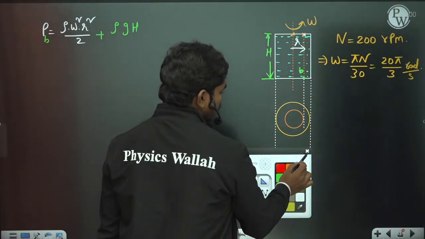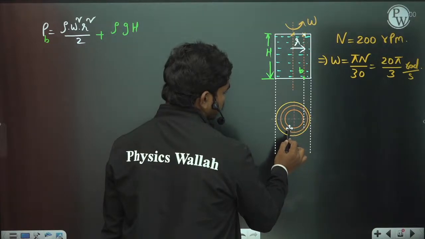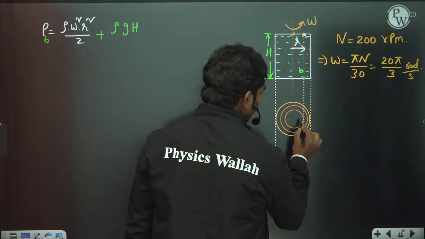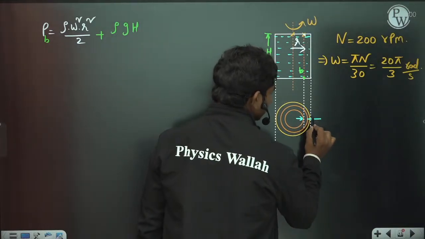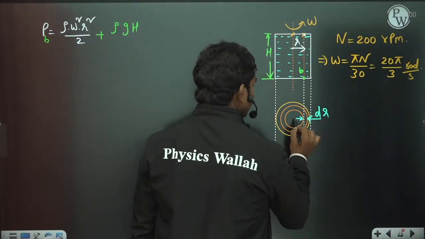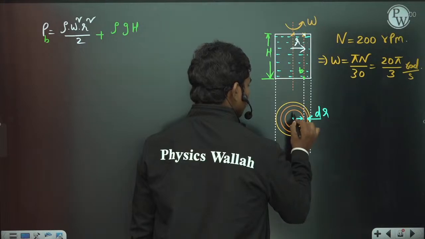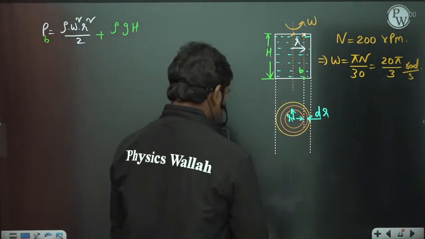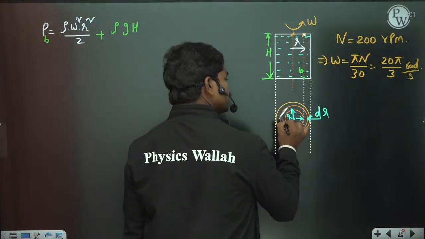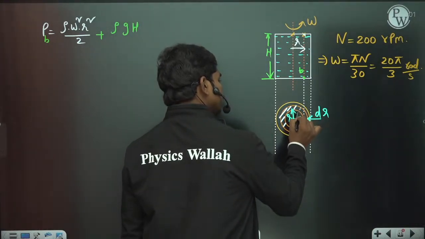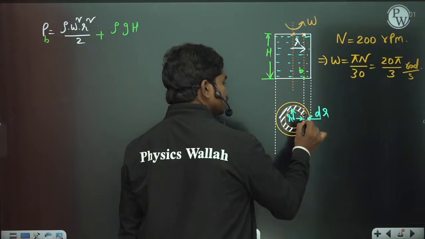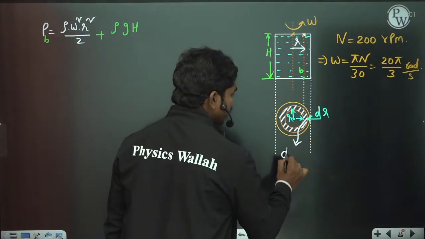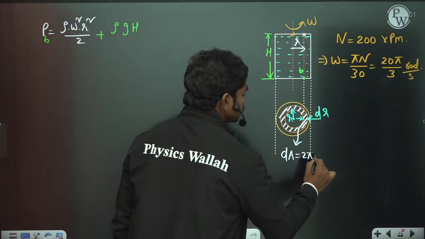Let us suppose you have taken a small element like this. Take the thickness as a small dr, the small difference in radius, and from the center this radius is r. Obviously, this shaded part, the small area of the elemental ring, is dA, which is 2 pi r times dr.